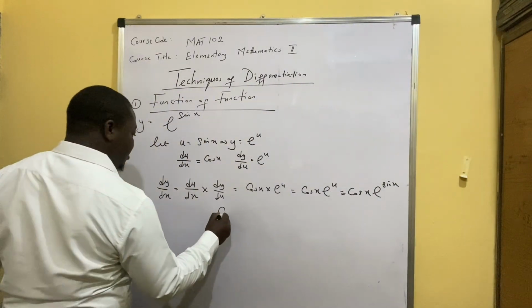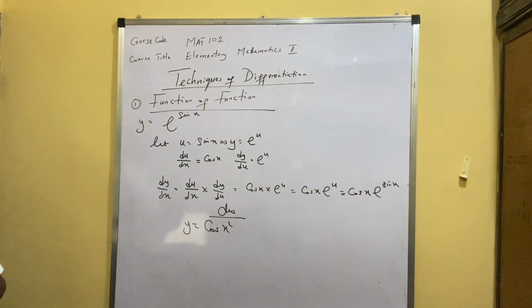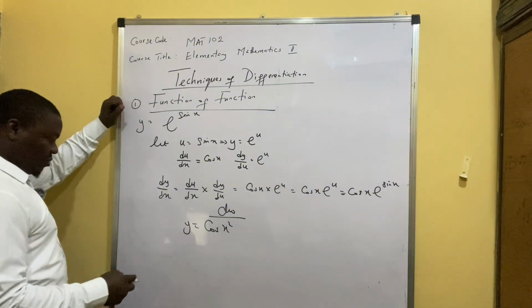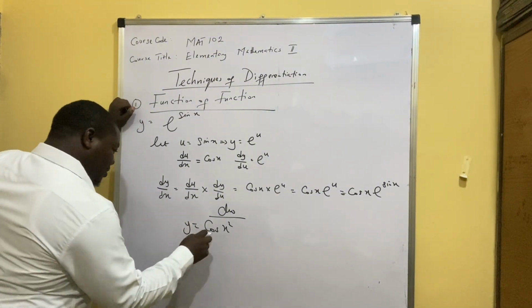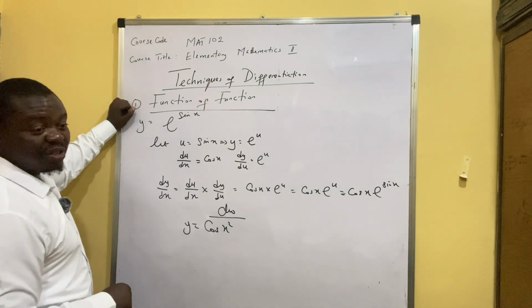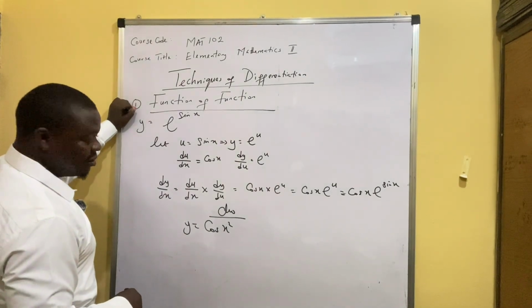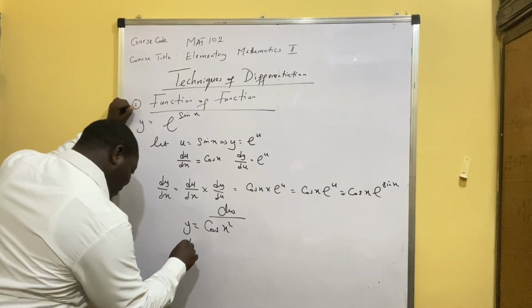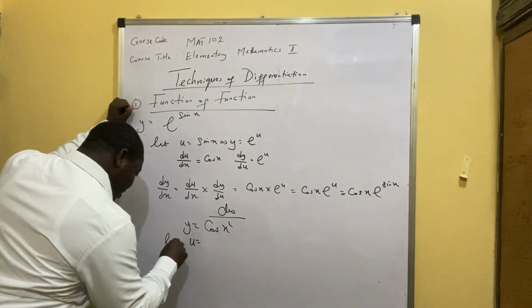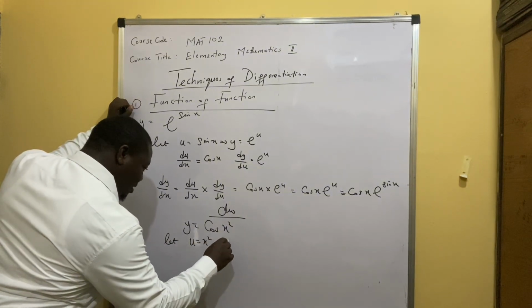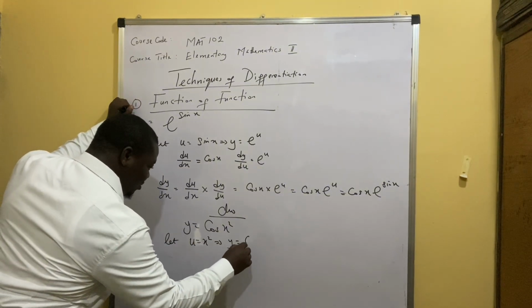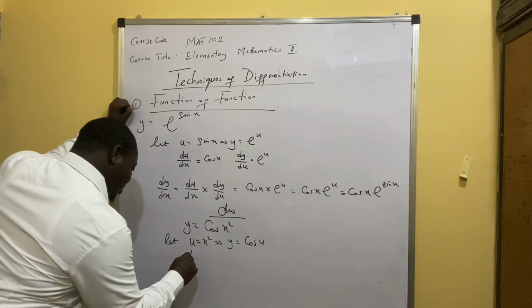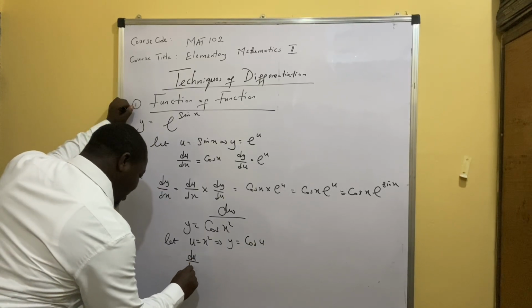So let's see what you're going to do with this. We have to solve this derivative. Okay, first we look at the function that has been embedded into another function. What function was embedded? x squared. So we say let u equal what? x squared. So that y will become cos u. Excellent. So we now have to find the derivative of u with respect to x.